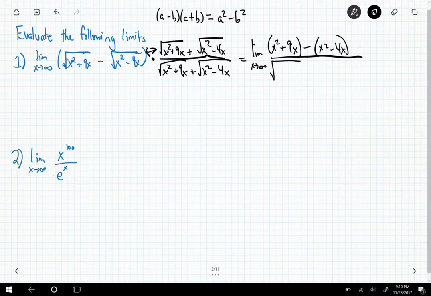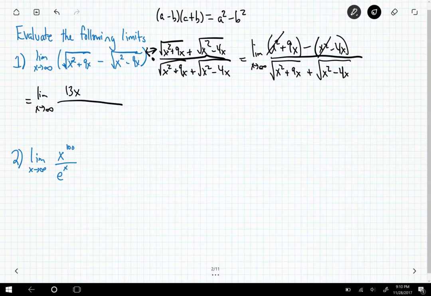And then we have the square root of x squared plus 9x plus the square root of x squared minus 4x. So the x squareds, if you notice, those things cancel. 9x minus a negative 4x makes 13x. So this thing equals the limit as x approaches infinity of 13x over the square root of x squared plus 9x plus the square root of x squared minus 4x.